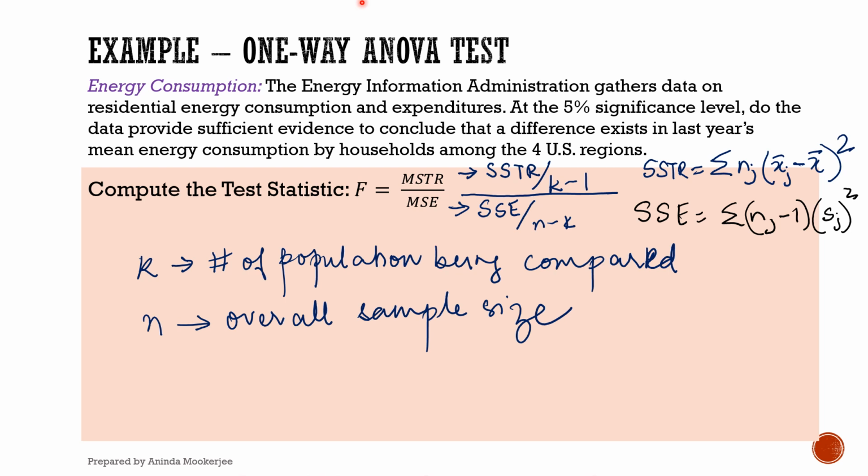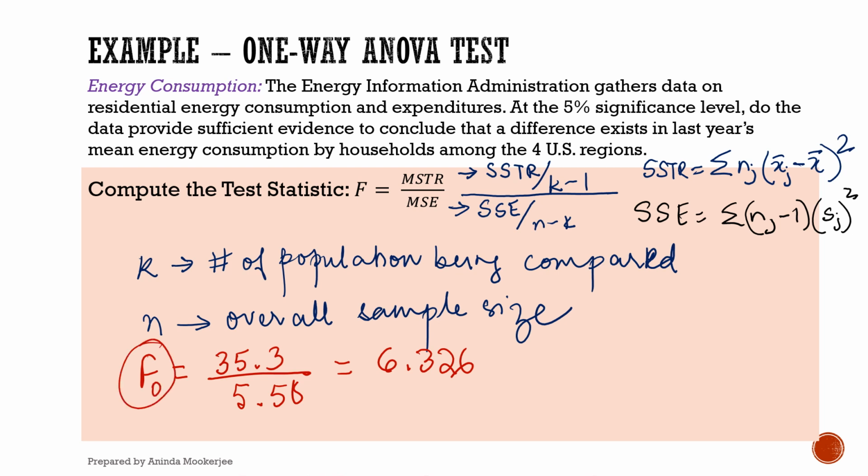So we will have an F value of 6.326. So when we did the calculations, let me write that down, F was equal to MSTR, which was 35.3, and our MSE value was 5.58. When we did the division, we came up with a value of 6.326, and that was our F statistic value, F sub 0, which is our test statistic or the evidence.